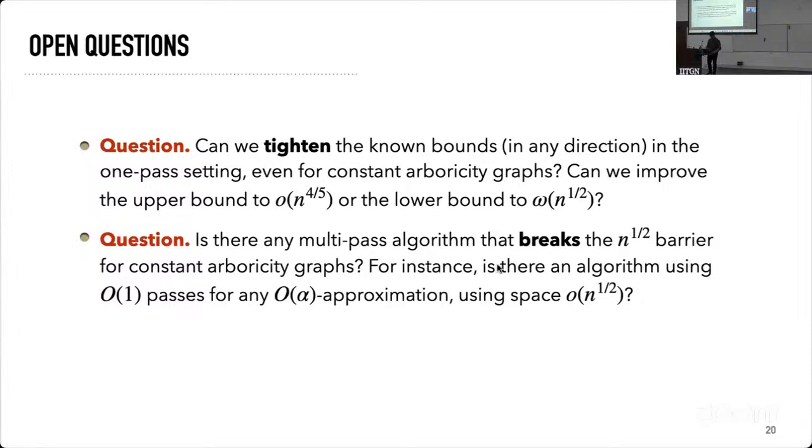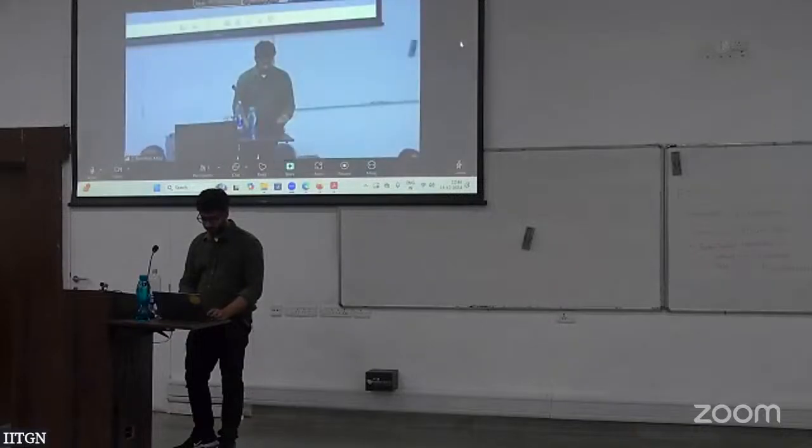When the diversity is bounded by alpha, what is the approximation factor for 3 passes?